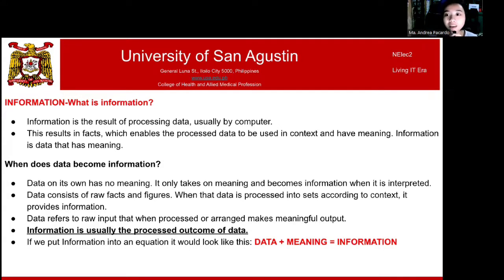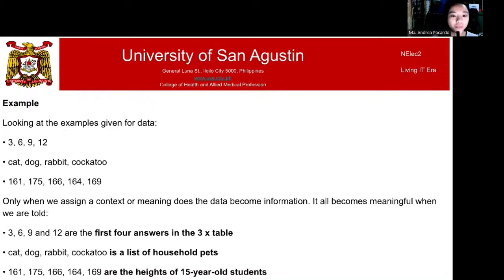Next, when does data become information? As we've said earlier, data on its own has no meaning. It only takes on meaning and becomes information when it is interpreted. This consists of raw facts and figures. When that data is processed according to context, it provides us information. Information is usually the processed outcome of data. So in this equation, data, when you add meaning to it, becomes information. Let's move on to the last part, which is knowledge.